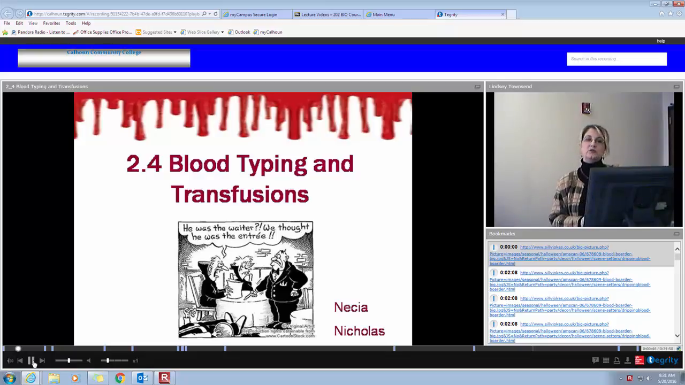So perhaps you've had an injury or a surgery or a disease in which you're losing a lot of blood. And in those cases, you might need to have a transfusion. So it's important that we know a bit about blood typing and how that determines what blood is put into a body in those cases where blood volume may be low.